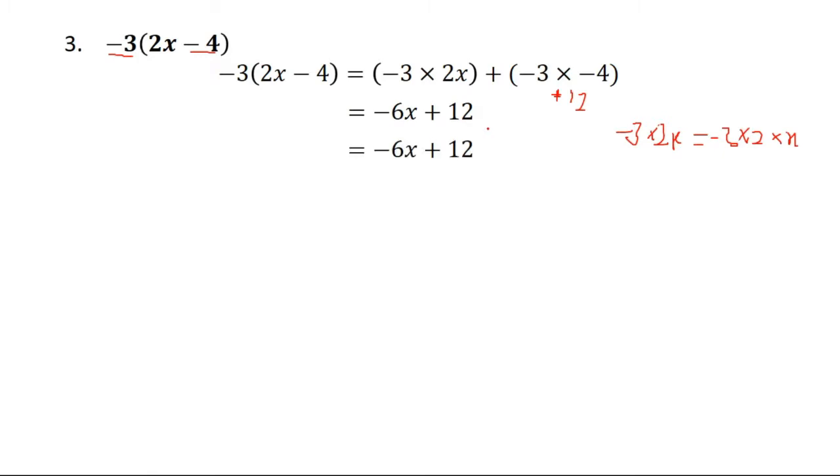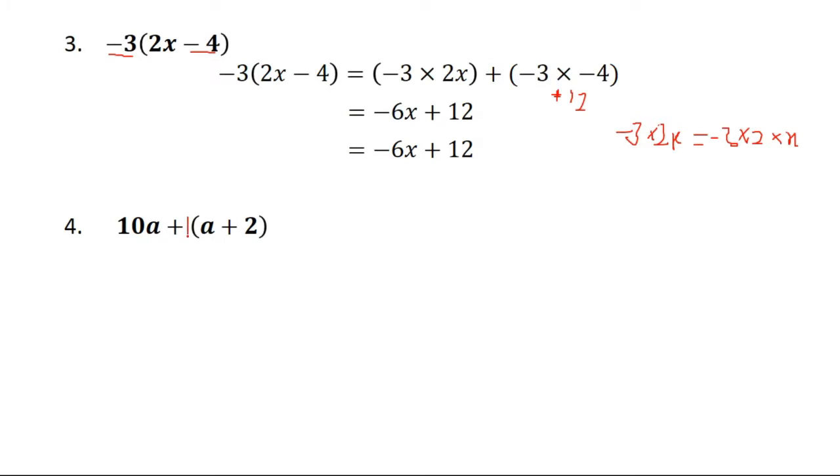Let's take another example. We have 10a plus, bracket open, a plus 2. We have seen that whenever you have something like this and there is no number outside the bracket, what it means is that the coefficient is 1. So we have 1 here.